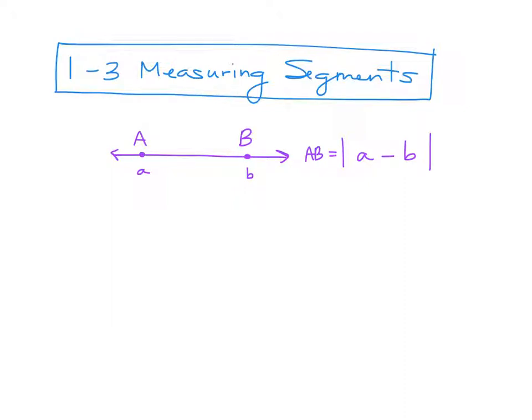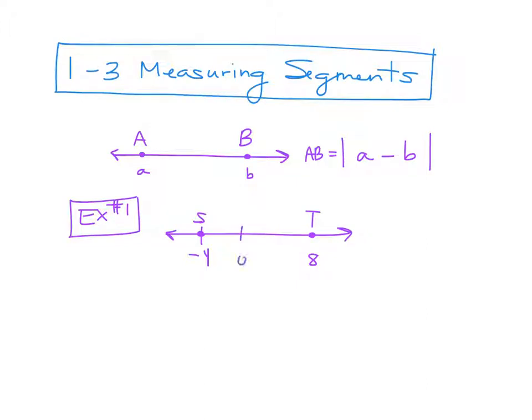So if I want to know how far it is from A to B, I subtract A minus B, or you could do B minus A. It doesn't matter the order. You subtract them and you take the absolute value. Let me show you an example. Let's say you have a number line, and S is at -4, and T is at 8. There is a 0 in there somewhere, and I want to know the length of ST.